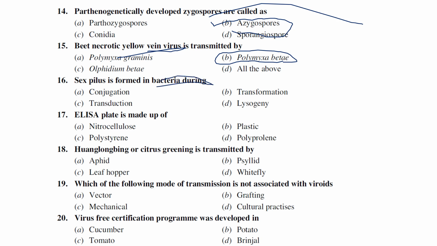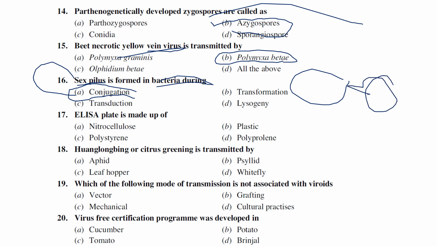Sex pilus or conjugation pilus is formed by the bacteria during which recombination process? Through the process of conjugation only. The sex pilus is also known as the conjugation pilus. Among the three kinds of sexual recombination, there is only one where bacteria are directly connected by a tube called a sex pilus or conjugation pilus. That is called conjugation. This kind of recombination was discovered by Lederberg and Tatum in 1946.